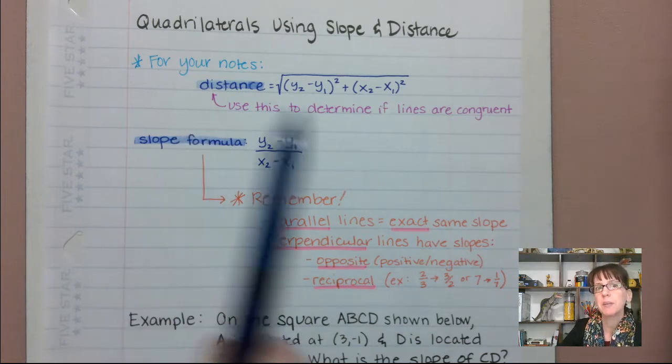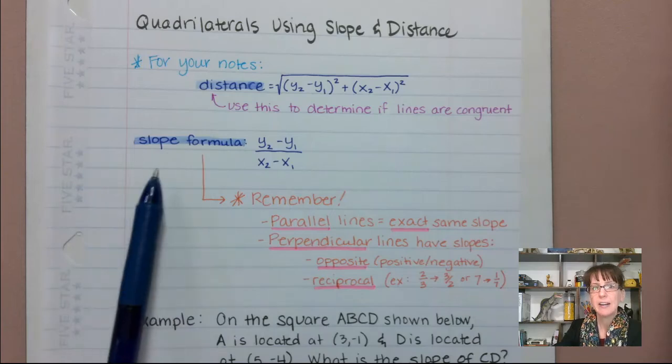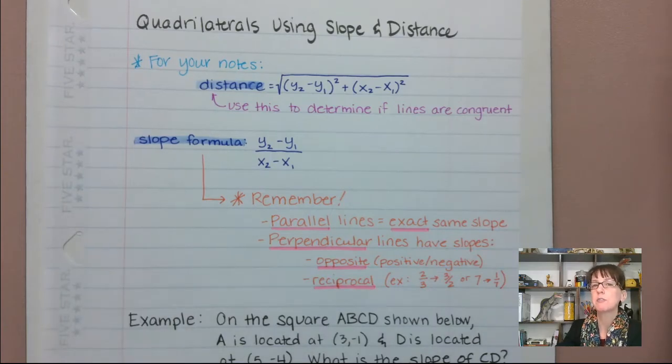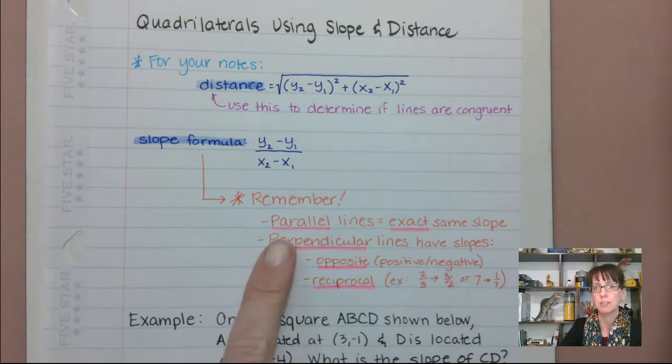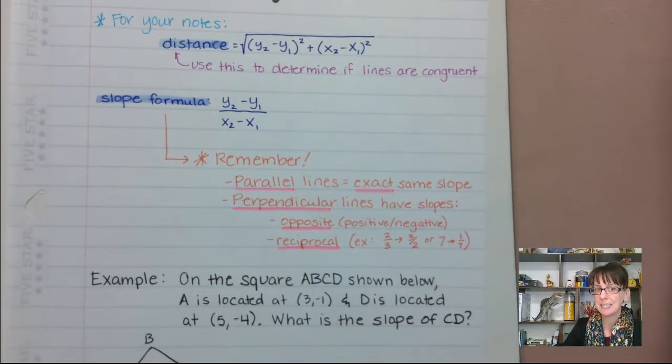So our distance formula is good to determine if lines are congruent, and our slope formula is good for one thing, which is determining the slope. But once you know the slope, if you can identify that two slopes are exactly the same, then you know those lines are parallel. If those slopes are opposite and reciprocal, and when I say opposite, I mean positive, negative, then those lines are perpendicular.